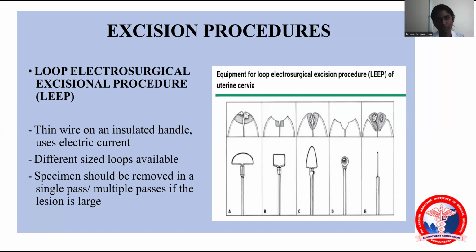Moving on to the excisional procedures, which include LEEP, which is loop electrosurgical excision procedure. In this, a thin wire is placed on an insulated handle that utilizes electric current. Different sized loops are available as shown in this picture. The specimen should be removed in a single pass, or multiple passes if the lesion is large. With the help of this LEEP excisional procedure, you can obtain tissue for histological examination.